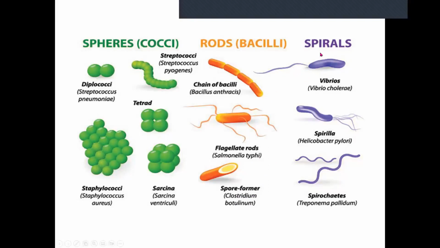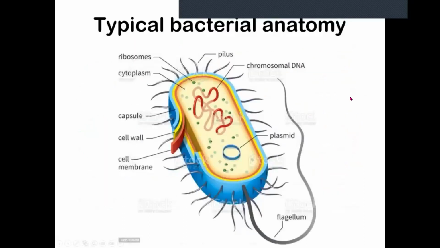Then you've got the Vibrios, which can swim around. These are the spirals like that, and Helicobacter pylori, which is the bacterium that has been discovered to cause stomach ulcers. And spirochetes, they're like little worms that just move around. The cholera, this is Vibrio, yeah.